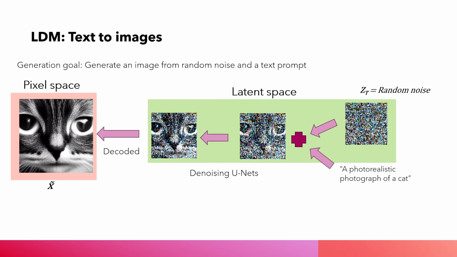This slide gives a high-level overview of how text-to-image synthesis works using a latent diffusion model. It starts with a random latent noise ZT and a text prompt, in this case "a photorealistic cat". The text prompt is encoded into the latent space and conditions the U-Nets of the denoising process. After multiple iterations in the latent space, the image is decoded into the pixel space, resulting in the image of the cat shown on the left.